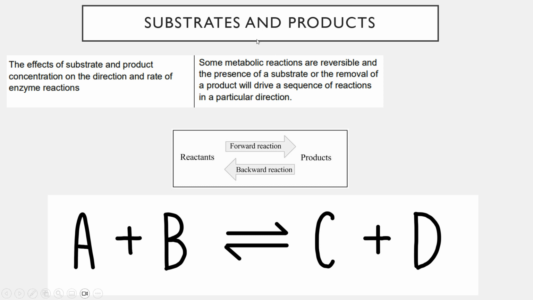If C and D are in low supply, for example, then that's going to drive the forward reaction. The absence of the products means we want to produce more of them. However, if they were in high concentration, then that would drive the backward reaction. We don't want C and D to build up to toxic levels, so we would convert them back into A and B to make sure they were in plentiful supply. So cells need a good supply of the substrates and want to control the amount of product that is produced.